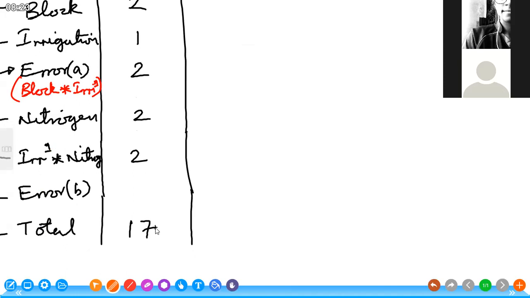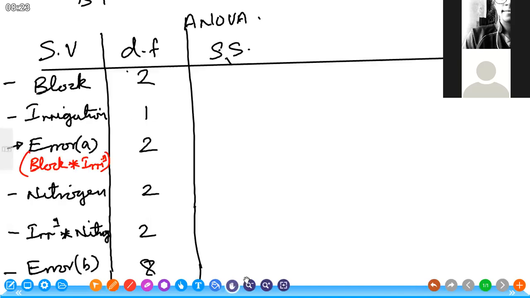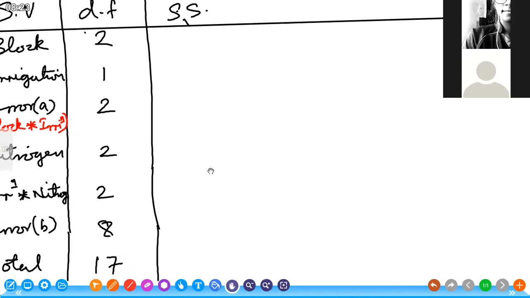You can say 17 minus the rest. That is also possible. Otherwise, you can use the formula. What is the error degrees of freedom? 8. Right. So this is how your ANOVA should be. Now we will come to the sum of squares, most important. Tell me the block sum of squares, anyone? What is the value? Approximate value. 877.82.